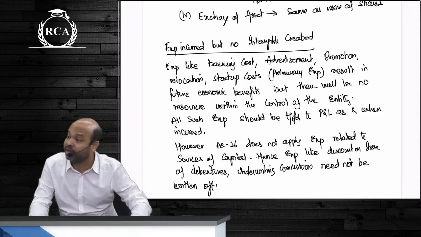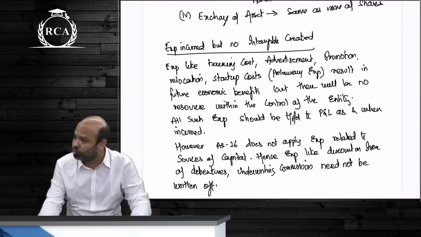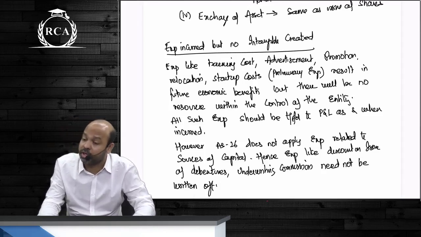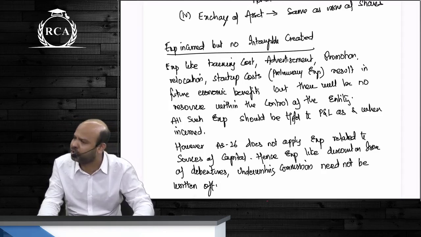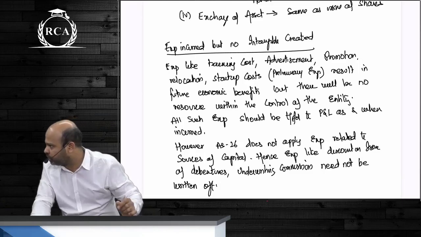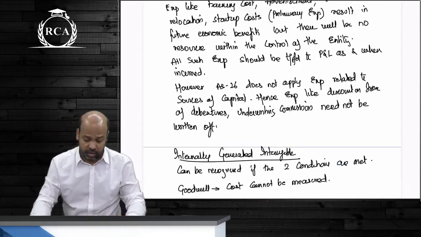So if at all you have any expenditure in relation to sources of capital as such, beta, you do not have to write them off immediately. You can continue to disclose them, beta, as an asset in your balance sheet. Though that asset does not have any value, beta, you can continue to disclose them in your balance sheet. You need not write it off immediately.